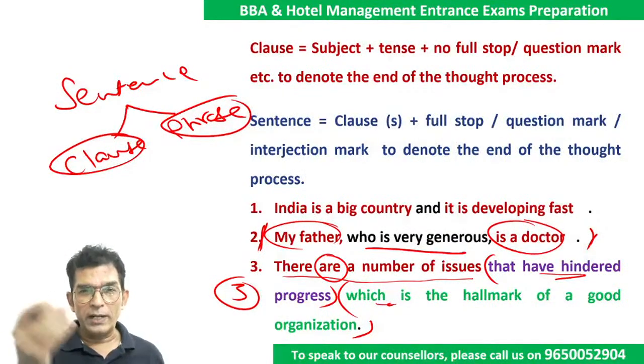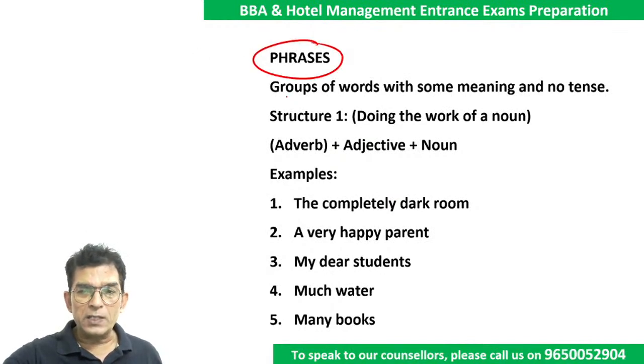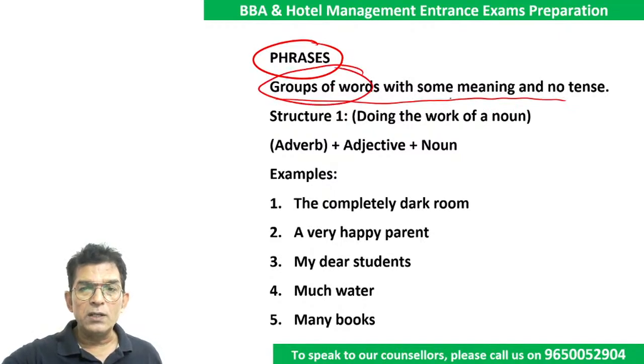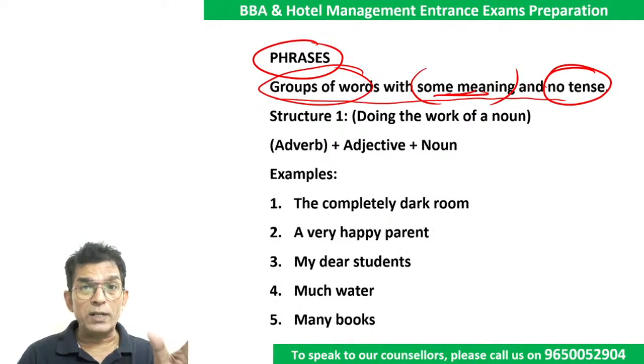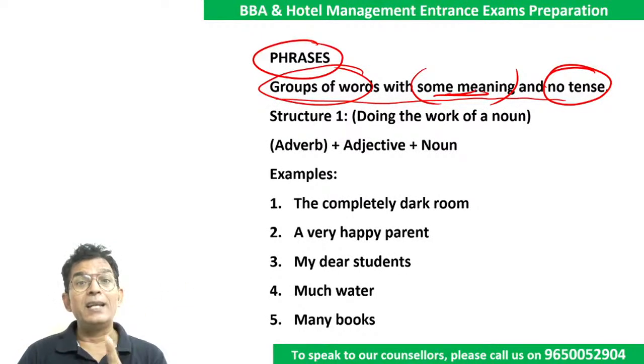Once you know how to identify the clauses and the phrases, you can also see whether the clause is correct or incorrect. I'll show you some examples also here. Now, what are phrases? The definition is given here. Groups of words with some meaning. It cannot be a meaningless group of words, but there must not be tense. If there is no tense, but a group of words make some sense, then that group of words is a phrase.